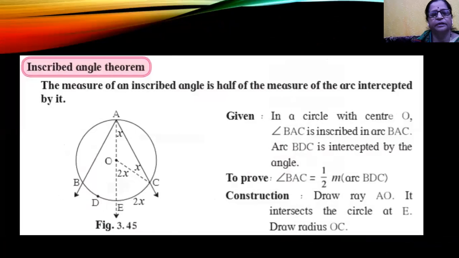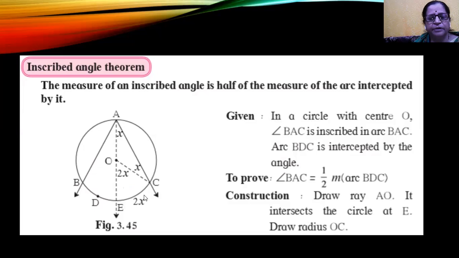Here you see the inscribed angle theorem. The theorem states that the measure of an inscribed angle is half of the measure of the arc intercepted by it. Given a circle with center O, angle BAC is inscribed in arc BAC, and arc BDC is intercepted by this angle.